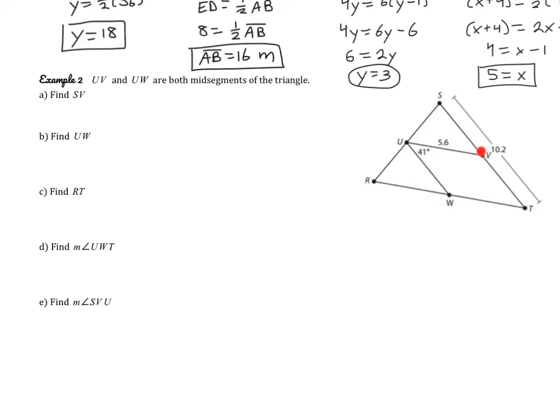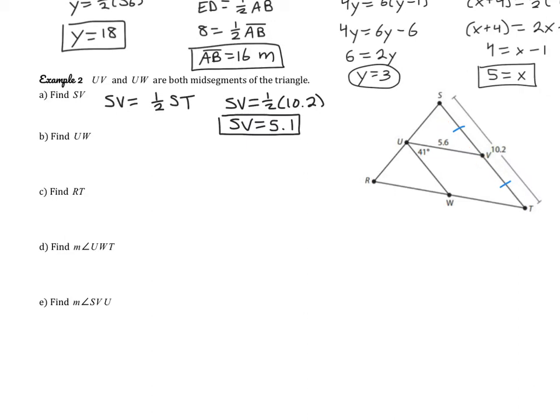So first, since we know that UV is a midsegment, we know that V is a midpoint, which means there are 2 congruent parts. So we know that SV is going to be exactly 1/2 of ST, right? Because a midpoint cuts a segment perfectly in half. So if we substitute what we know, SV equals 1/2 of 10.2. So 1/2 times 10.2 is 5.1. So we know that actually both of these segments are 5.1.